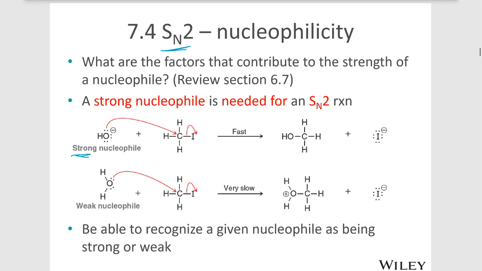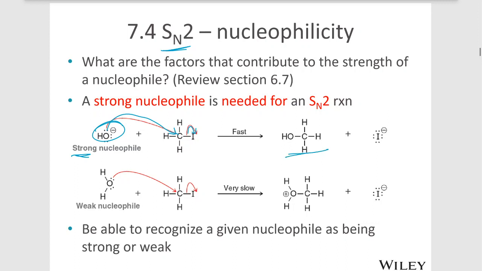A strong nucleophile is generally something with a lone pair and a negative charge. Now we're going to see that we can also have a strong nucleophile that is neutral, but those are a little bit rarer. We're going to look at some of those in just a minute. So if you see something that's negatively charged, that's your nucleophile. The nucleophile attacks the alpha carbon, kicking out the leaving group. It's going to be much faster with a strong nucleophile.